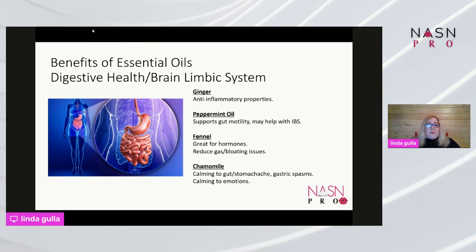Fennel is also great for hormones, and it can reduce gas and bloating issues. And chamomile, as most of us know, is calming to the gut and could be used for stomach ache, gastric spasms, and also calming to emotions. So chamomile is not only calming to your emotions, but it also is calming to your gut.